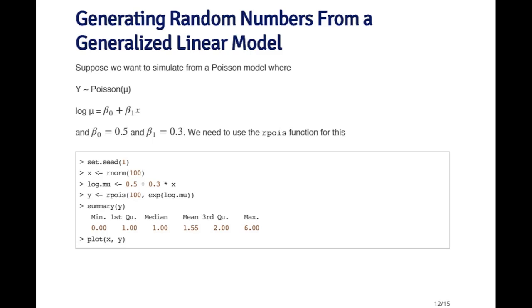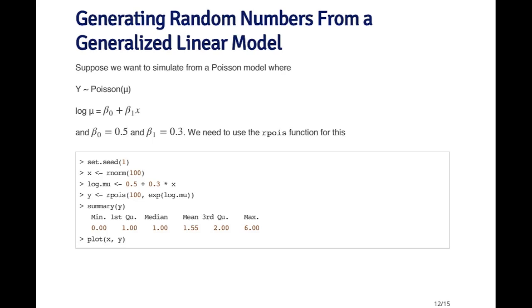So let's assume that the outcome y has a Poisson distribution with mean mu, and that the log of mu follows a linear model with the intercept beta naught and a slope beta 1. So x is going to be one of our predictors. Let's assume that beta naught is 0.5 and beta 1 is 0.3. So how do we simulate from this model to get our Poisson data? We need to use the rpois function for this.